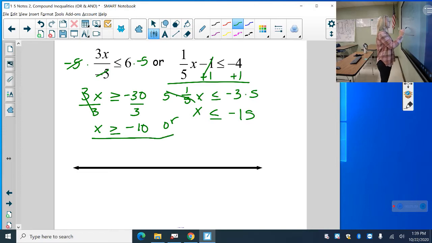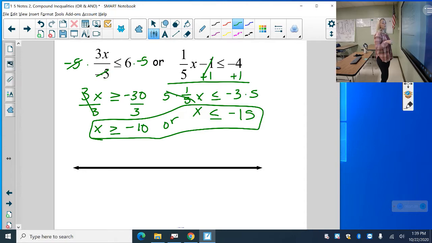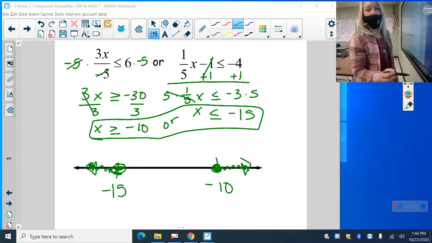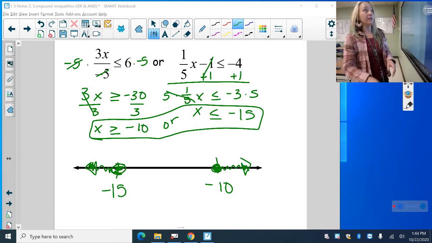X is greater than or equal to negative 10, or x is less than or equal to negative 15. To graph that, I have negative 15 over here. Negative 15 is actually less than negative 10. Here my x is going to be a closed dot, and the arrow is going this way. And on this side, x is going to be a closed dot, and my arrow is going this way. Okay, continuing on. There's nobody in here, I'll go ahead and take that off.